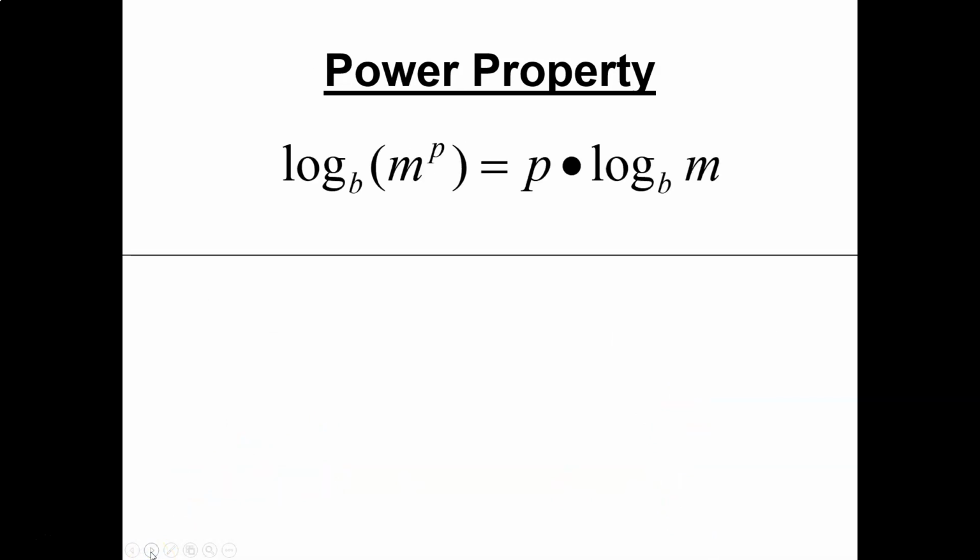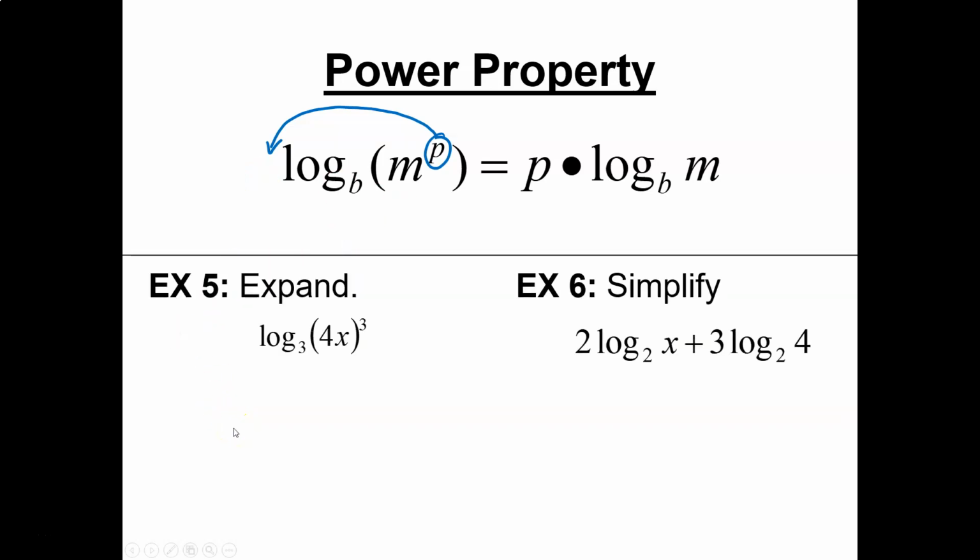All right. Okay, the power property tells us that if we have log of something raised to a power, we can pull that power out front as a coefficient. So it's like you're taking this exponent and pulling it out front as what we call a coefficient, which is just a number multiplied by something else. So here are our examples.